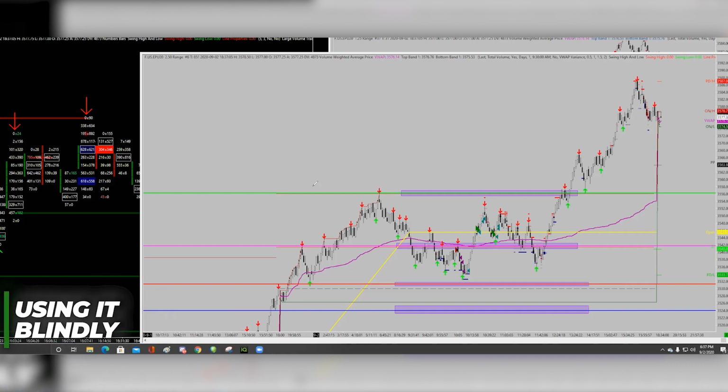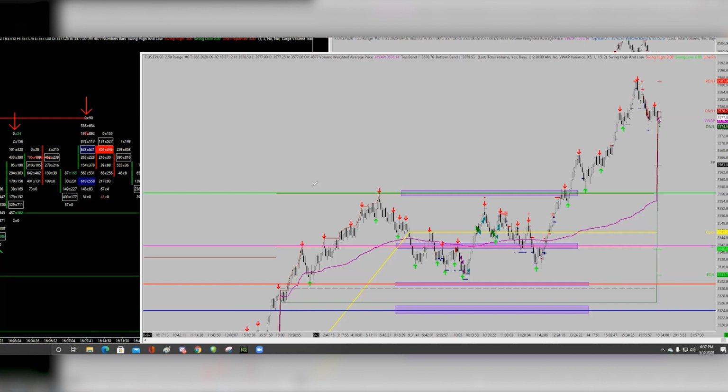What I mean by using the VWAP blindly is trusting that it is going to hold support or resistance the second it touches it. So if we zoom into my screen here and we say, okay, well, it's coming into the VWAP as support right here, let me just buy it when it comes into it again, right? You buy it, what happens? You get flushed, stopped out.